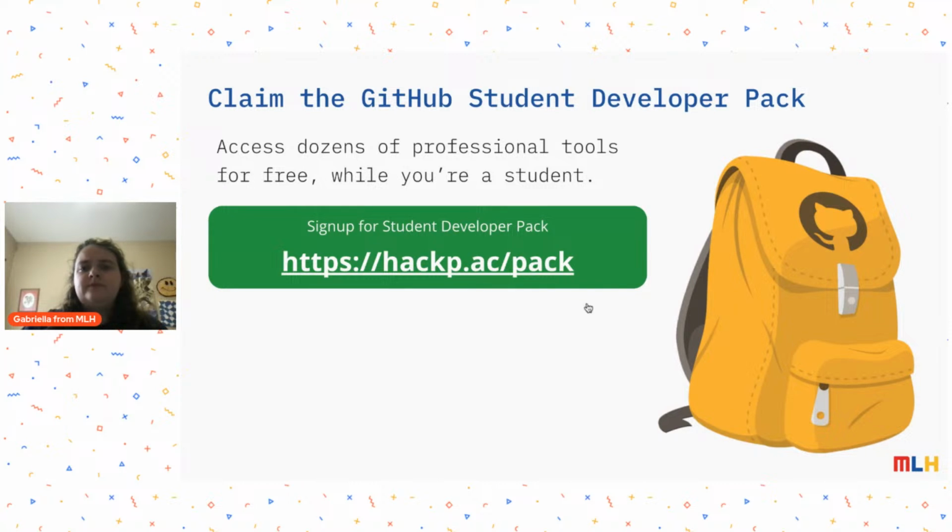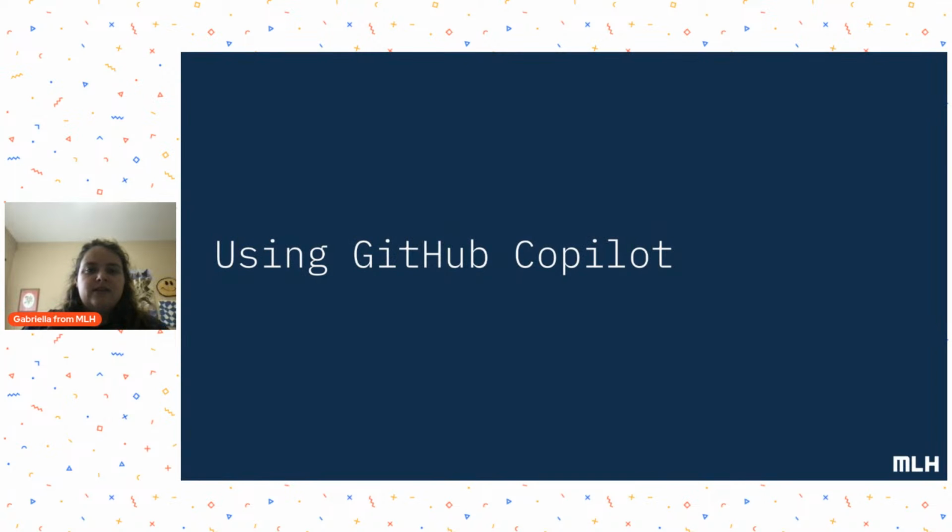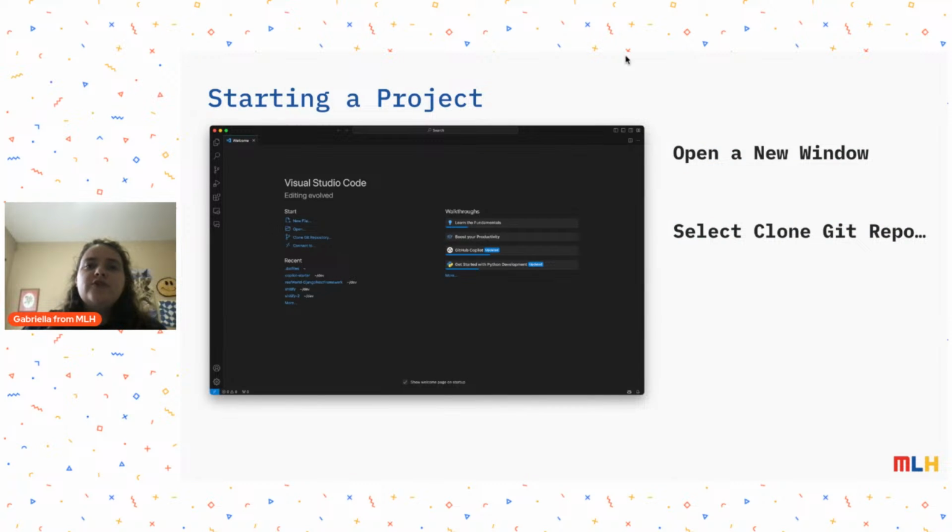All right. So now that I've given everyone a minute to claim the student developer pack if they don't already have it, or make any install updates, we're going to get started on actually utilizing the GitHub Copilot extension. In order to do this, you need to actually have a project in your VS Code. So you'll need to open a new window and select Clone Git Repo. This is where you're going to access the sample Python project we'll be working on.